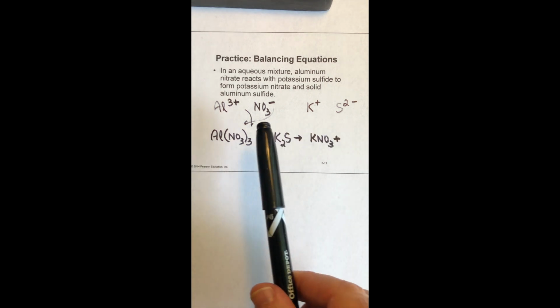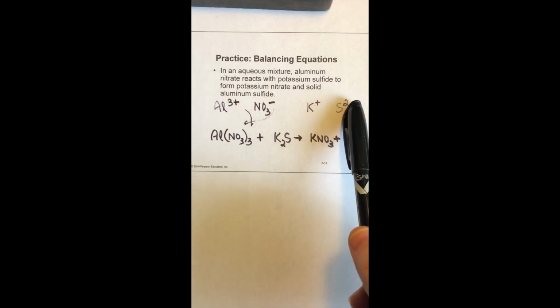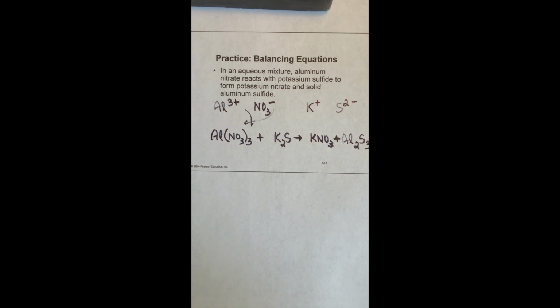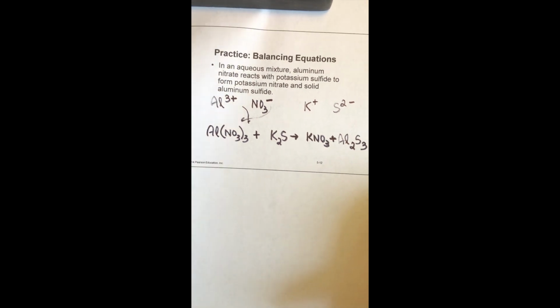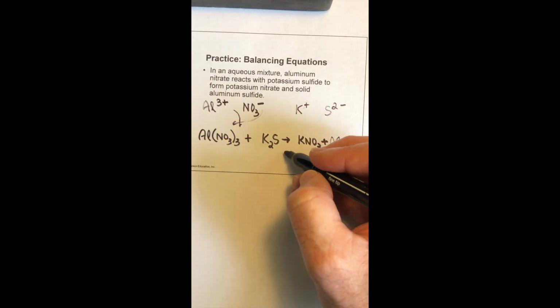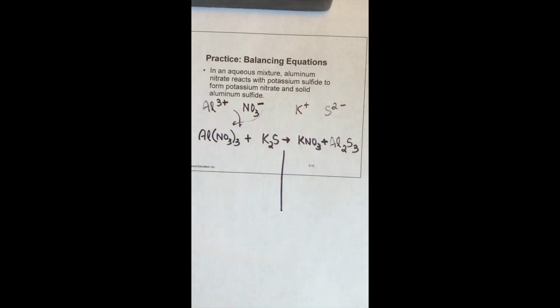And then the other component, aluminum sulfide, again, crossover, and we get Al2S3. We'll worry in a moment about the proper physical states, okay? We'll worry about that in a moment. All right, let's go ahead and see how these compare. I'm going to draw my little dividing line there.